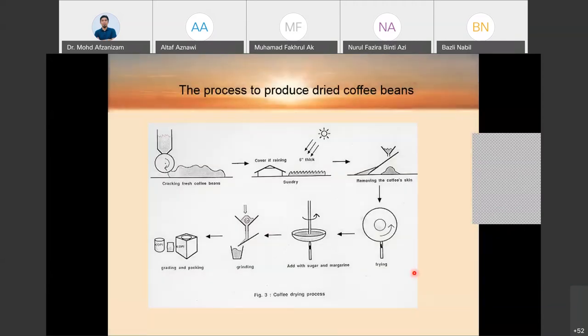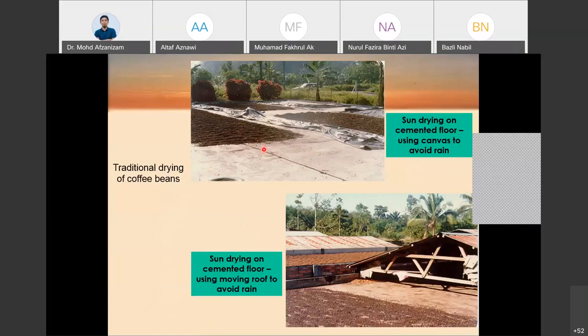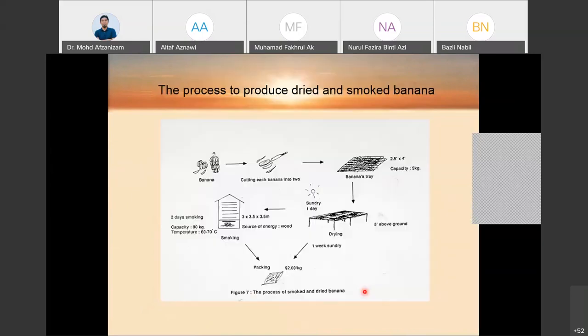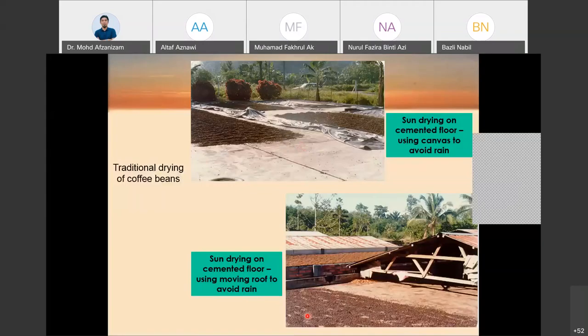Dried coffee bean. So those who love to drink coffee, this is the process. Crush the coffee bean, cover it when raining, remove the coffee skin, then frying, then sugar, margarine, grinding, and coffee, and we drink. So this is open sun drying on a canvas mat, and maybe if suddenly rain happens, they just cover the canvas. Then sun drying on the cemented floor using a moving rope to avoid rain. So this is the approach of open sun drying. That's the coffee that we drink.